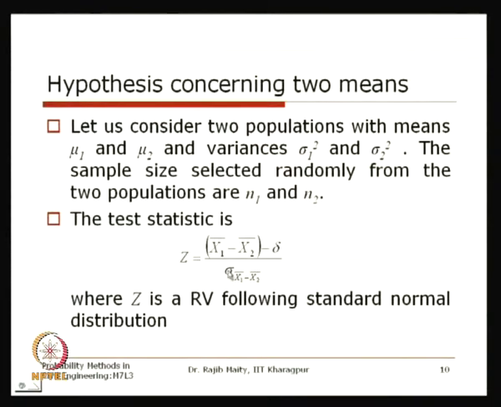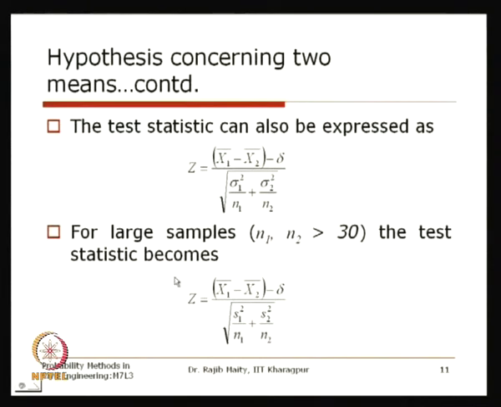And this denominator, sigma of x1 bar minus x2 bar, is the standard deviation for this difference. You know that this Z is now the random variable which follows again the standard normal distribution, in case both n1 and n2, the sample sizes, are large enough. You can say that if they are greater than 30, then we can say that it is a standard normal distribution. So once we get this, we can infer about their sample means.